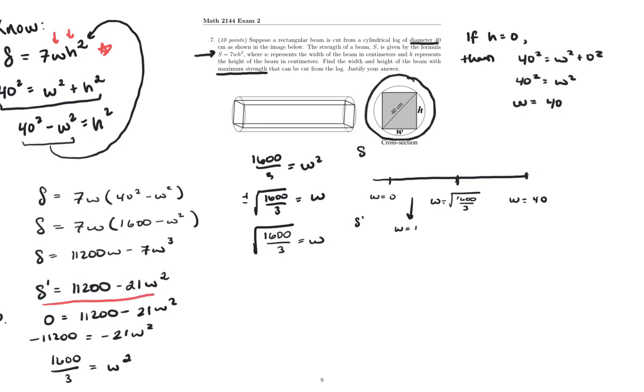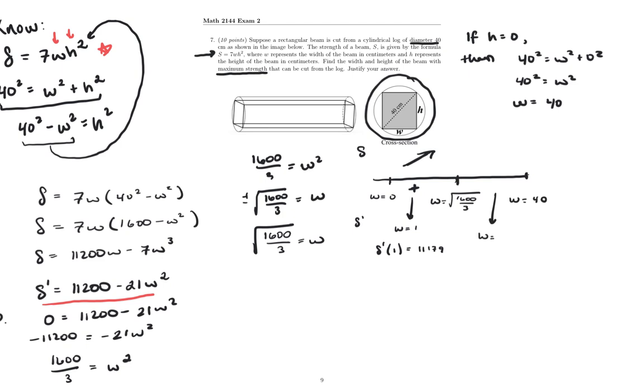So for W is equal to 1, I'm going to plug that into the derivative over here. It appears that I would get something positive, right? In fact, I would get 11,200 minus 21 times 1 squared, right? So 11,200 minus 21 gives me, so S prime of 1 is equal to 11,179. So this tells me that all the values in this interval are positive, and so my S is going upwards.